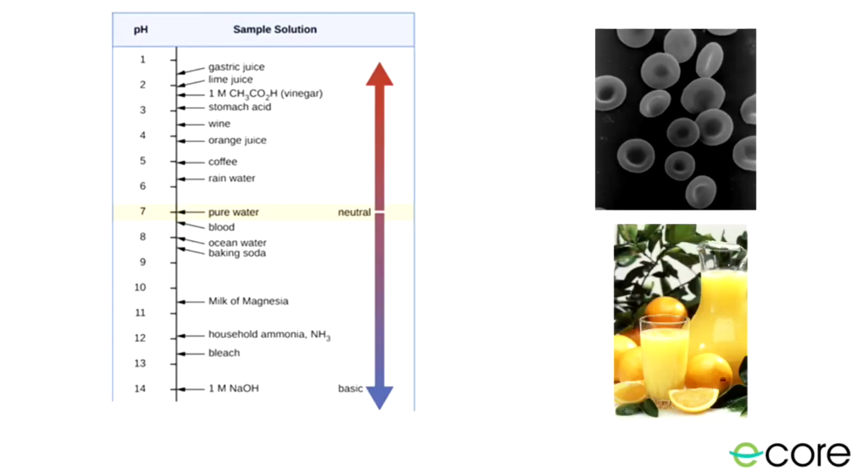Well, to understand this, it's helpful to look at some common substances and their pH. In the top right here, I have some red blood cells. So here are some red blood cells. Those carry around oxygen in your bloodstream. And in the bottom right, I have some orange juice. Orange juice we commonly drink.